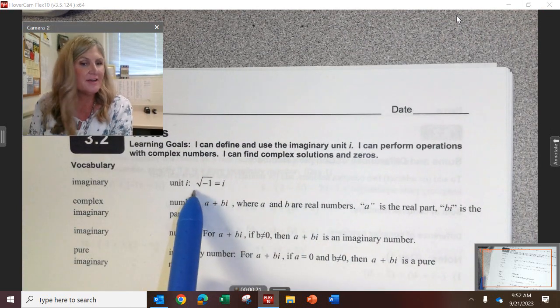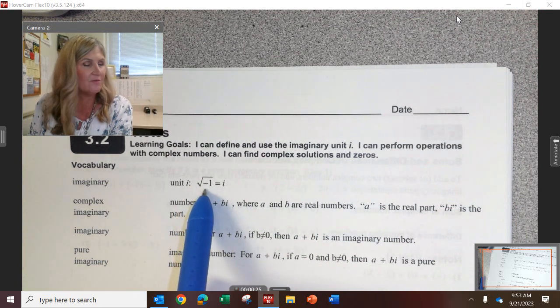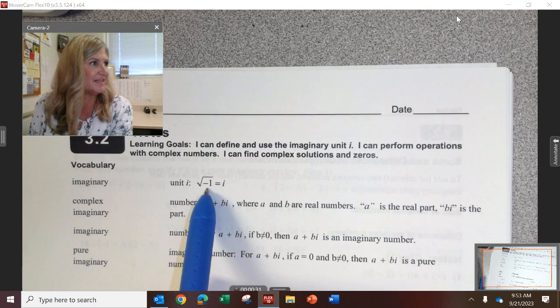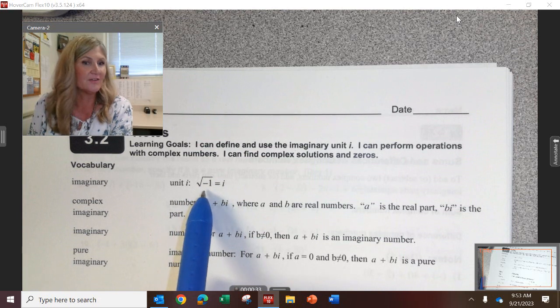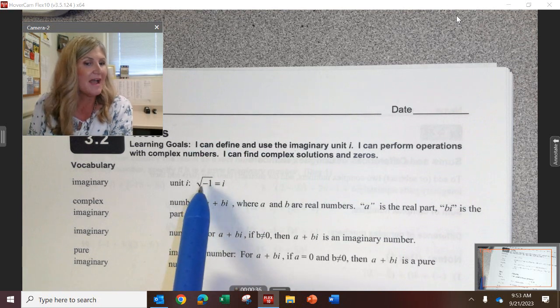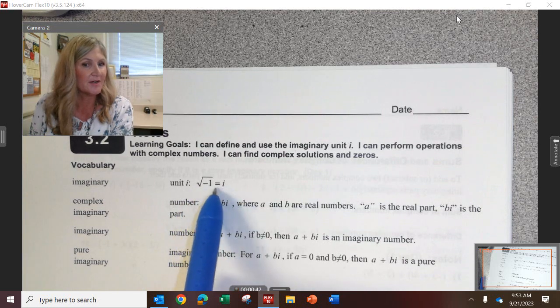So the imaginary number i is the square root of -1. Up to now, if I asked you the square root of -1, you would say it just could not be done because you've never learned about it before. But now we have a definition for it. If we have the square root of a negative number, we're going to pull an i out.